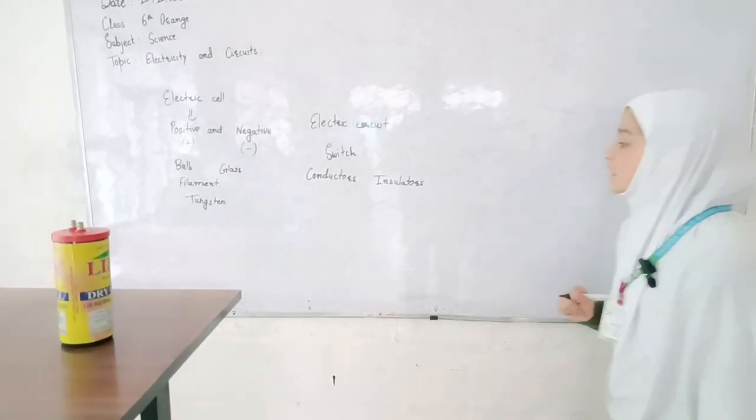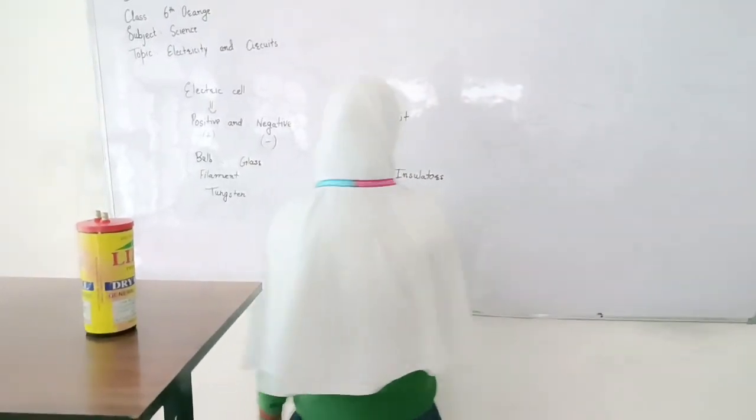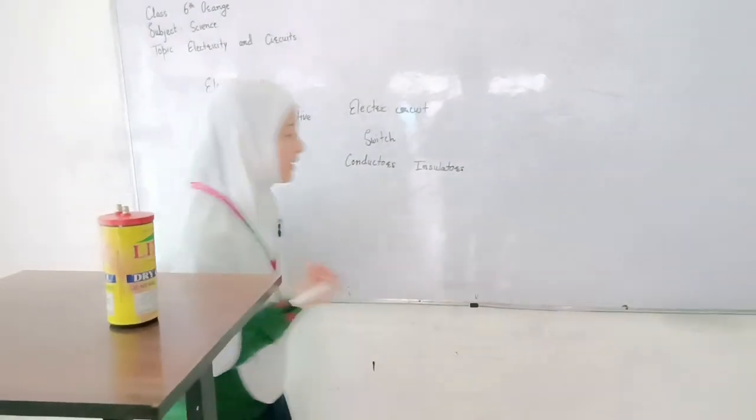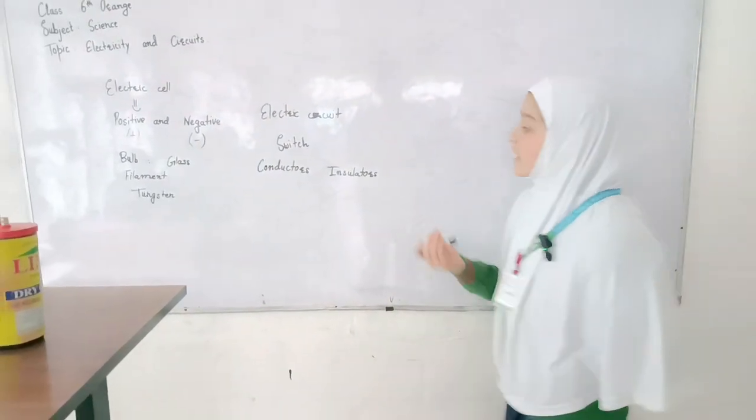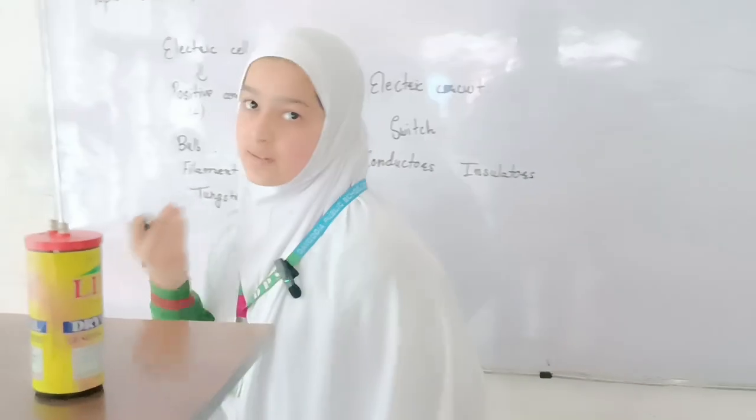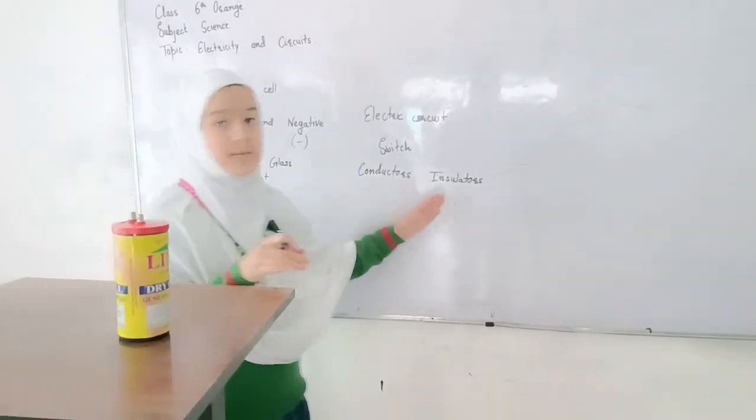Insulators are the materials that don't allow electricity to pass through them. For example, rubber or plastic. That's why electricians use rubber gloves when they repair an electric switch or electric wire. This rubber protects them from electric shock.